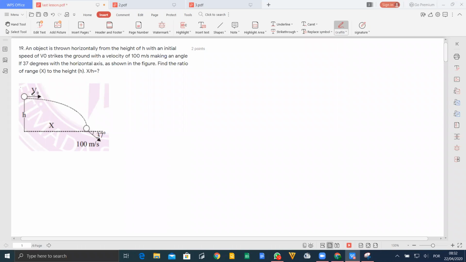There's an object which is thrown horizontally from the height of h with an initial speed of v0, but actually this v0 is equal to v0x, because this is horizontal velocity and it will be constant. When it strikes the ground, it's making a velocity of 100 meters per second with an angle of 37 degrees with the horizontal axis, and find the ratio of x and the height, x over height.